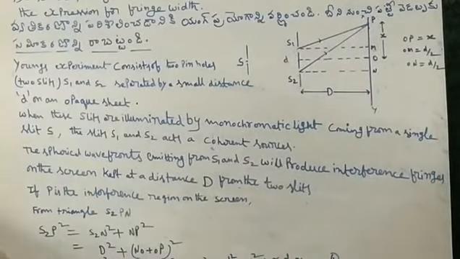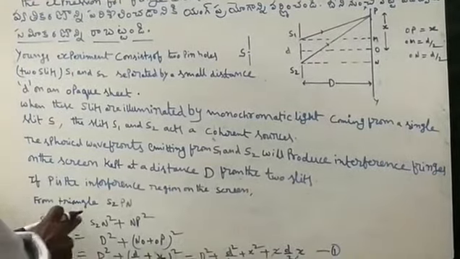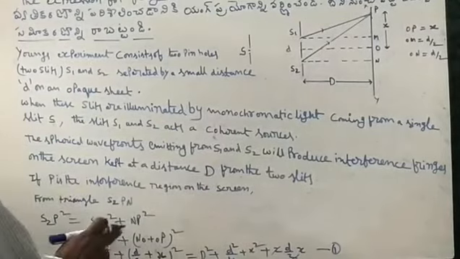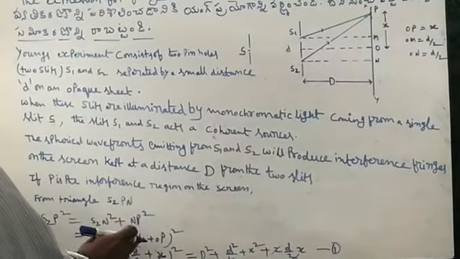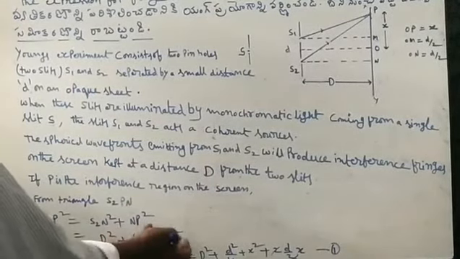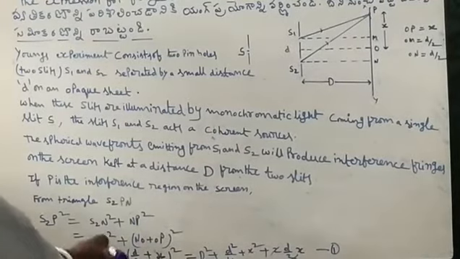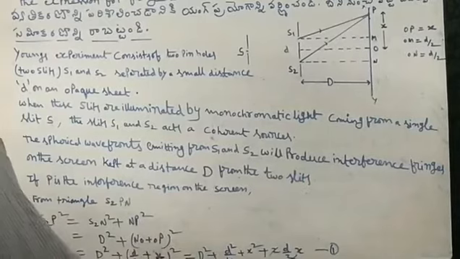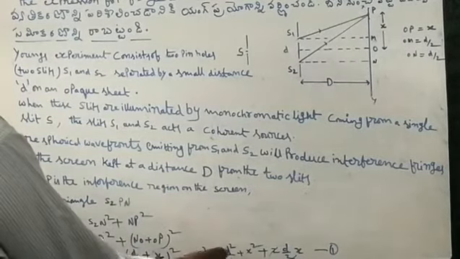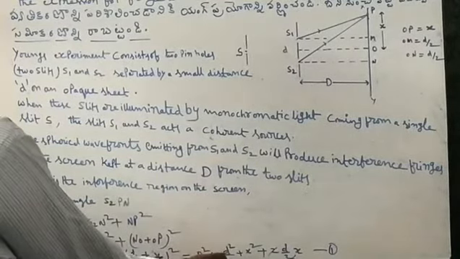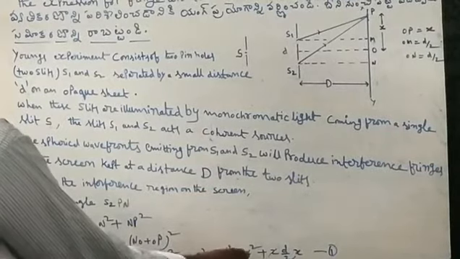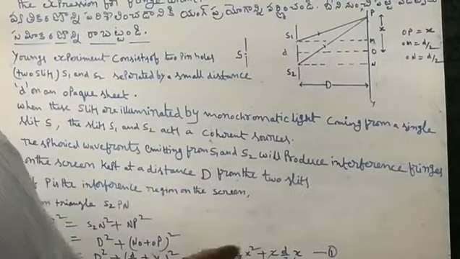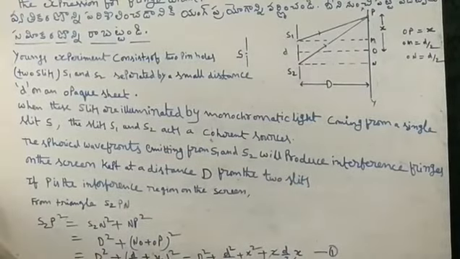Same, S2P whole square is equal to S2N square plus NP whole square. S2N means D whole square plus NP means ON or NO plus OP whole square. That means D square plus NO means d by 2 plus OP means X whole square. Expand, we get D square plus d square by 4 plus X square plus 2 into d by 2 into X. This is equation number 1.